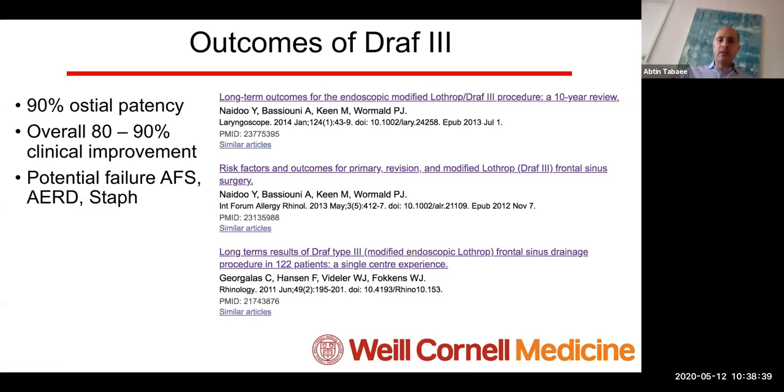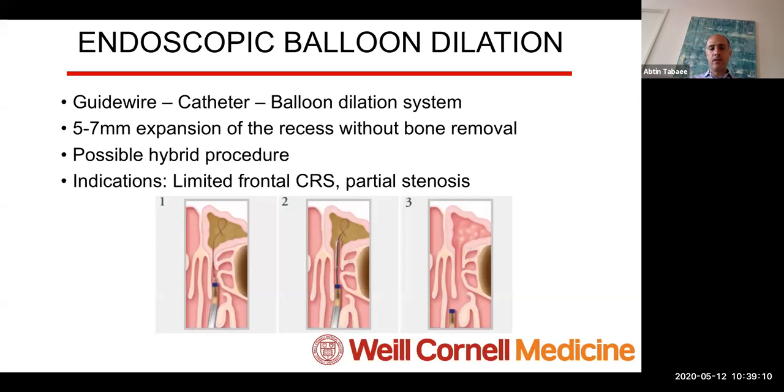In contrast to 2B, there have been a lot of papers written about the success rate for Draf III. And again, this is a skewed cohort of having more significant disease than other sinus surgery papers. These are patients who failed prior surgery, often multiple surgeries, or who have complex pathology, or both. And so when you see repetitive numbers from multiple groups commenting on 90% osteal patency, 80–90% clinical improvement, it speaks to the power of the surgery as being a really important tool for the very difficult to treat patient.